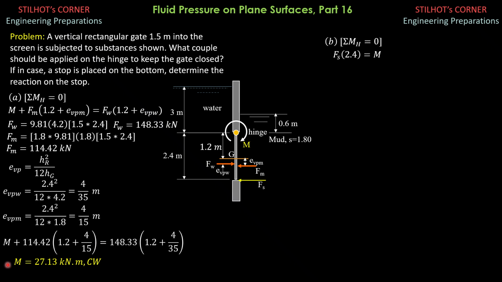Since we already calculated 27.13 kilonewton meters in part 1, F_S times 2.4 equals 27.132. Solving for F_S equals 11.305 kilonewtons. So 11.3 is also acceptable. So that's it for this video.